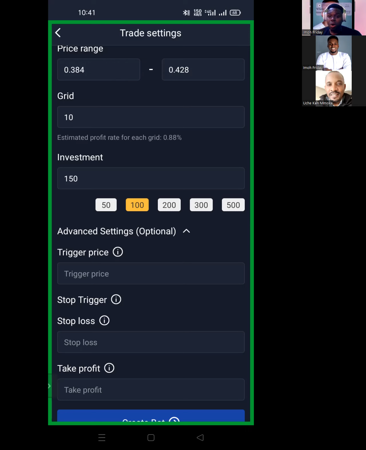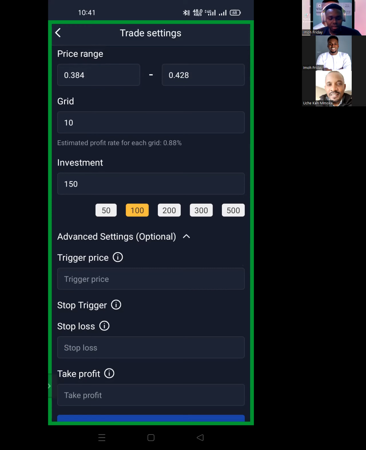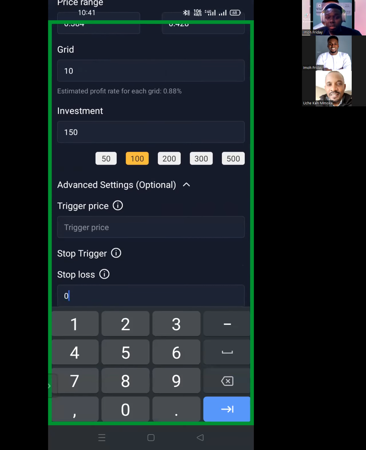The robot will just keep working for you automatically. Instead of a stop loss, I like to set my stop loss below the lower price. So 0.3 is 0.384, suppose 0.38. Yes, let my loss be minimal. I don't mind, so let it take me out once the market falls out of my grid by just 0.004. Let me get out of the trade. So that is one simple example.